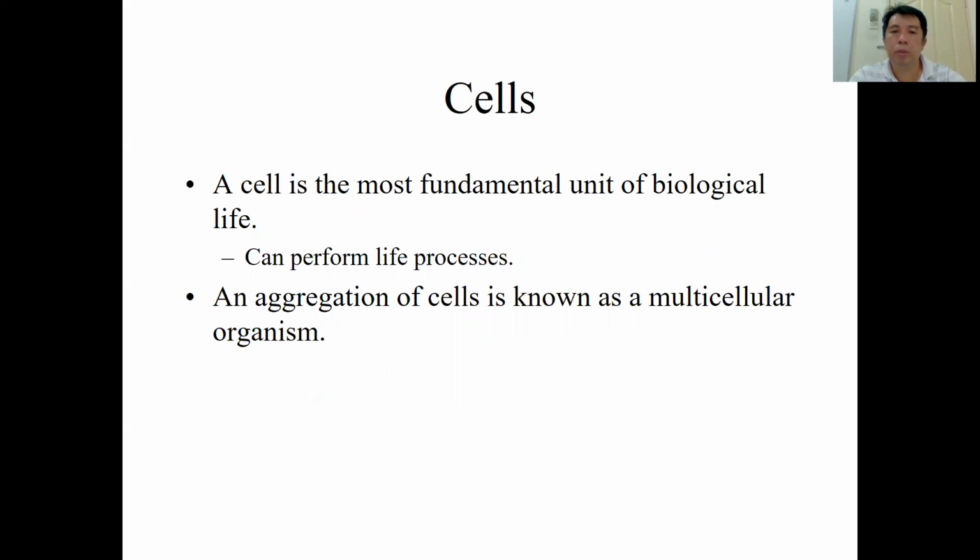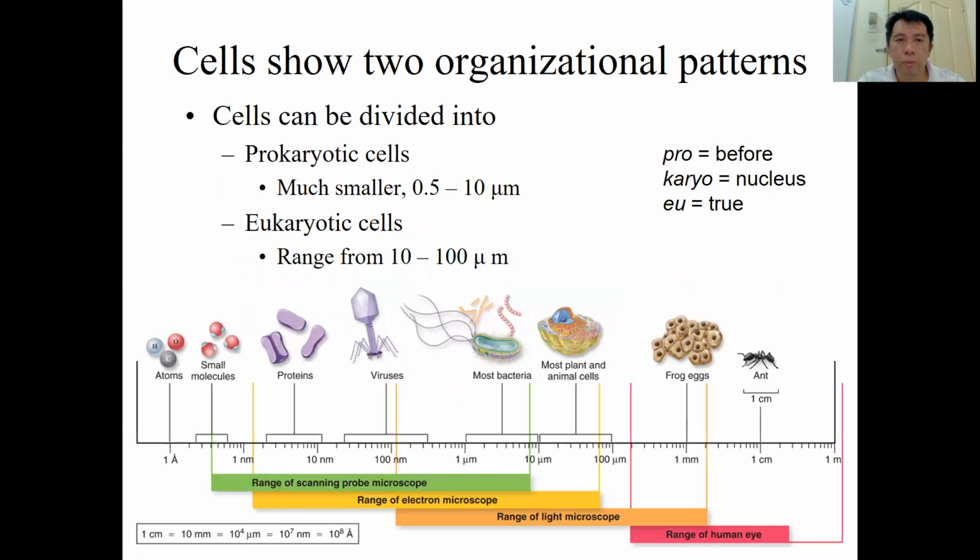It can perform 7 life processes. An aggregation of cells is known as a multicellular organism, as you know. So far, what you have studied, the cells actually are the eukaryotic cells. Then the cell can be divided into 2 types, which are the prokaryotic cells and eukaryotic cells. Prokaryotic cells are much smaller compared to eukaryotic cells. Prokaryote means before nucleus, that means there is no nucleus, whereas eukaryotic cells have a true nucleus. From this chart, you can see that the eukaryotic cell size is larger than the prokaryotic cells. Most of the organisms in the prokaryotic cells, or prokaryotes, are bacteria.